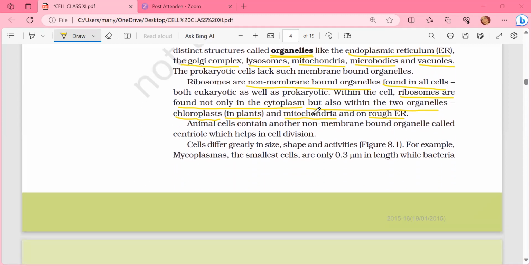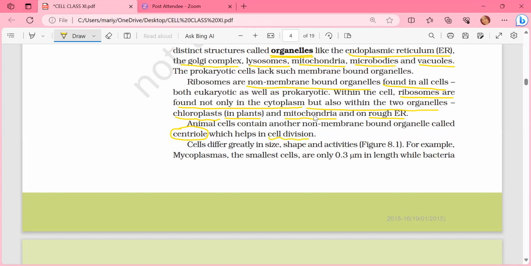Now, animal cells contain another non-membrane bound organelle, which is known as centriole. So you must remember that centriole and ribosomes are the two non-membrane bound organelles that are found in animals. Amongst them, the centriole is found only in the animal cells. And what is the function of centrioles? They help in the process of cell division.